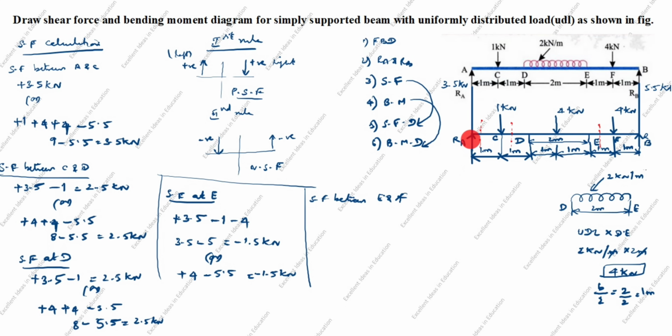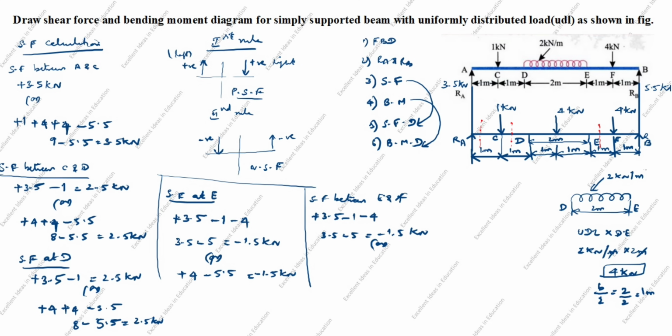You see the RA arrow goes up. Left side, arrow goes up is positive 3.5. Next you see the arrow comes down. Left side, arrow comes down is negative 1. Next also comes down, negative 4. Only 3 forces are there. 3.5 minus 5 equals minus 1.5 kilonewton.